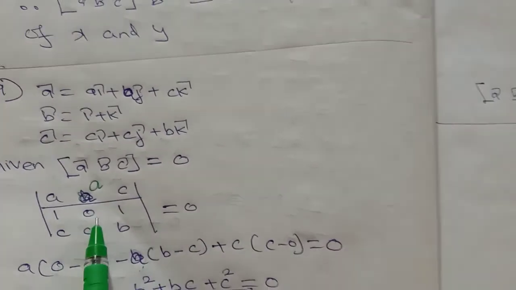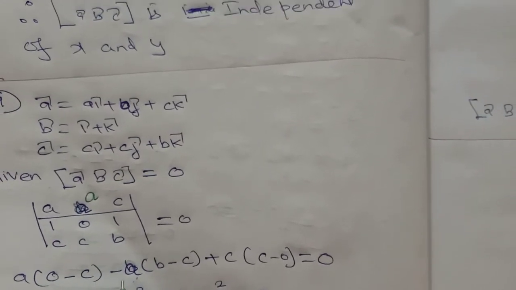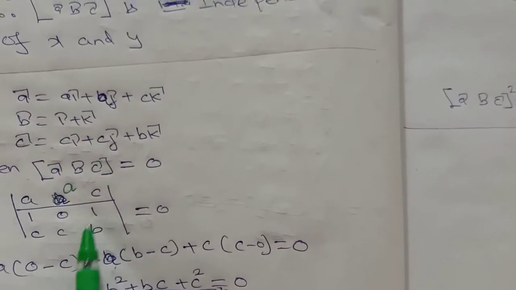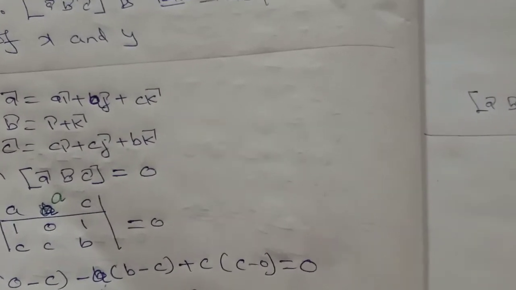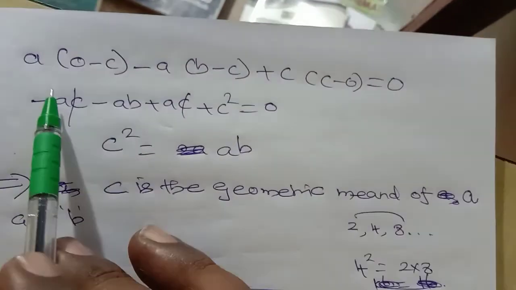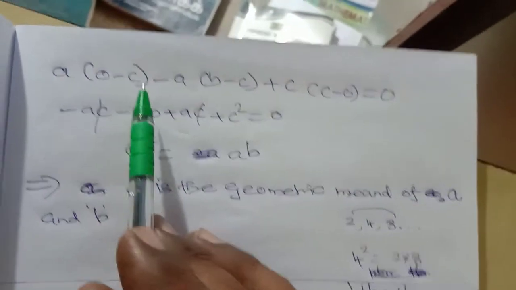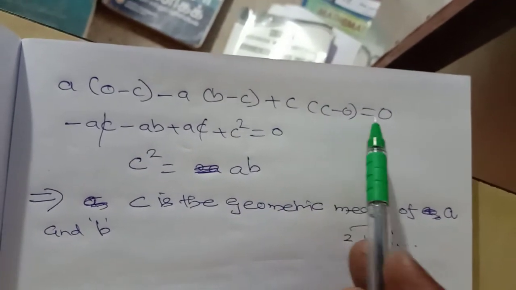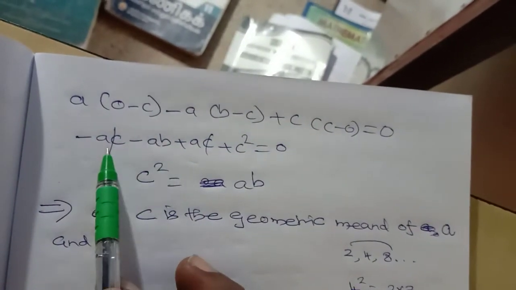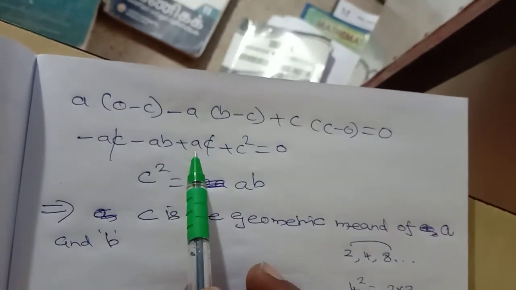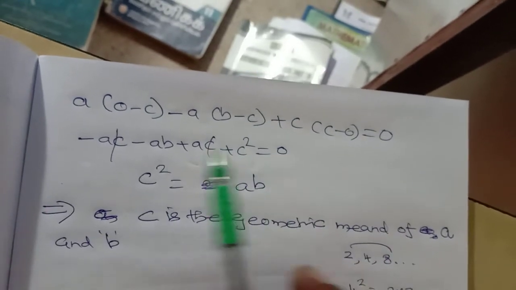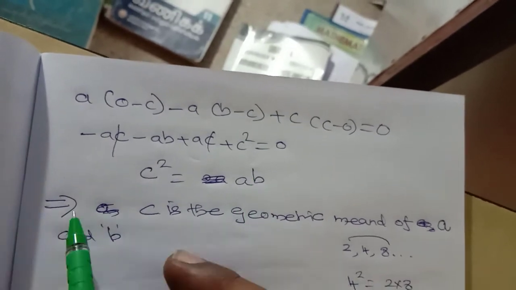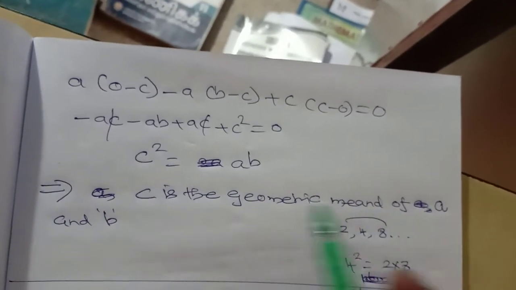So a into 0 minus c, minus a into b minus c, plus c into c minus 0 equals 0. That is a into minus c, minus ab plus ac, plus c into c, which is c square, equals 0. Here minus ac and plus ac cancel. So you are getting c square equals ab. That implies c is the geometric mean of a and b.